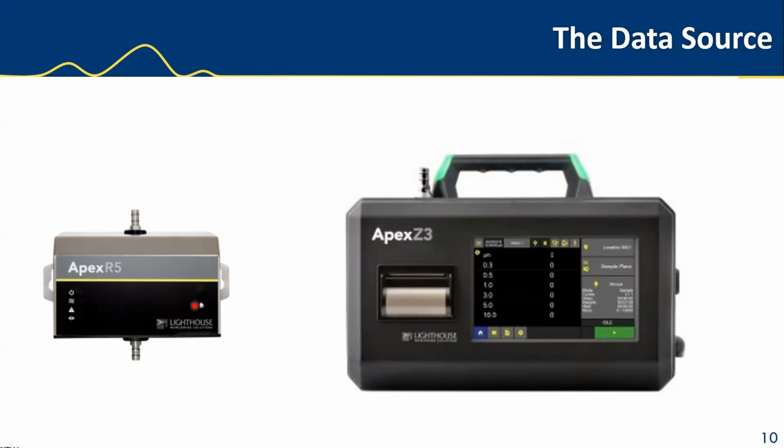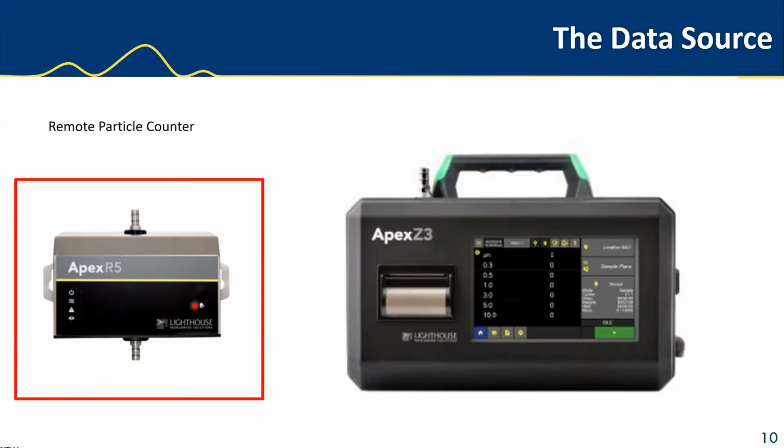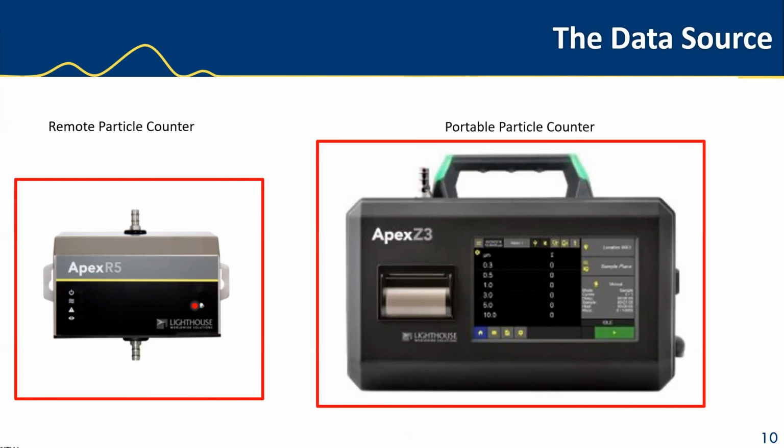Let's start with the particle counters that provide critical data for clean room environmental cleanliness. There are two types for the monitoring of airborne contamination: remotes and portables. A particle counter samples air and counts the number of particles that pass through the sensor. The sensor is also capable of sizing the particles, which is all based on light scattering technology.